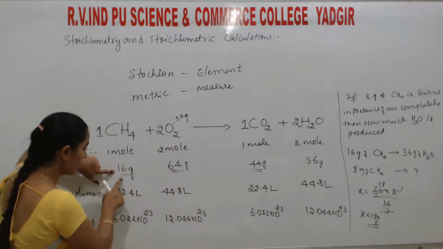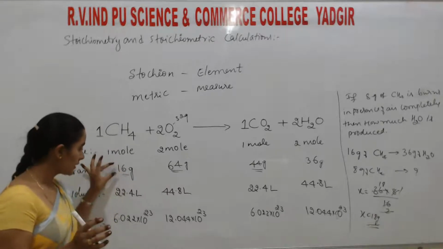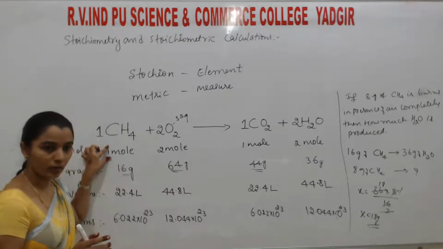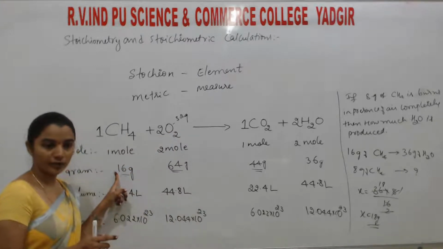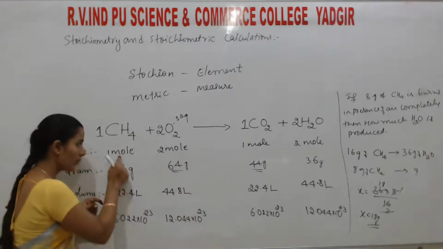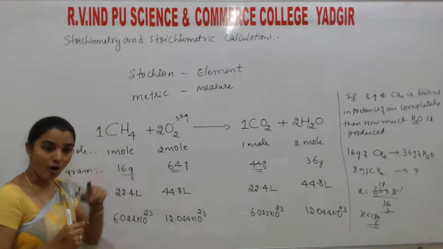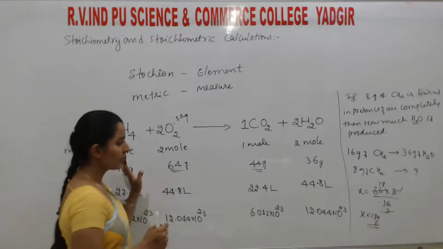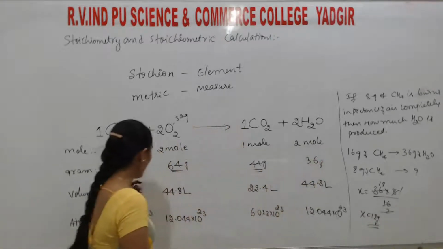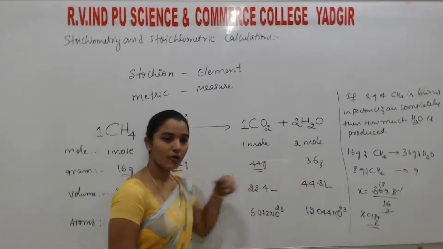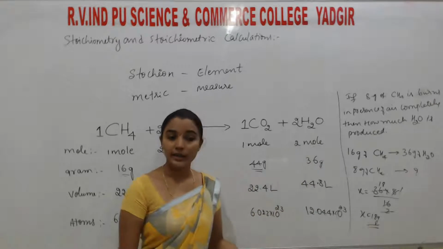16 gram means it is 1 mole. 8 gram means 0.5 mole, half mole, right? Next, here 2 mole of water is produced. So for 1 mole, 2 mole is produced; for half mole, obviously 1 mole. 1 mole of water means 18 gram.